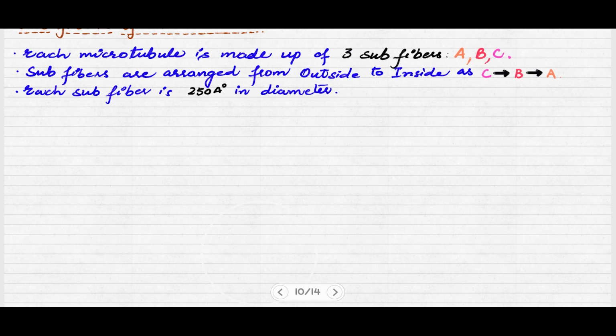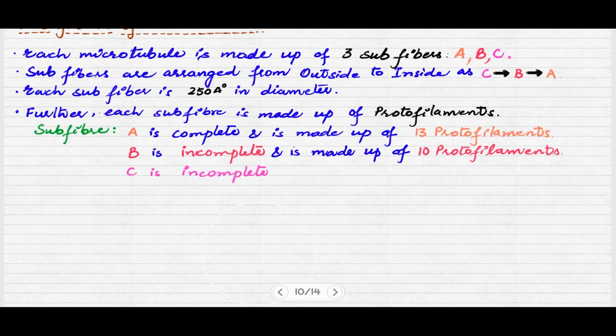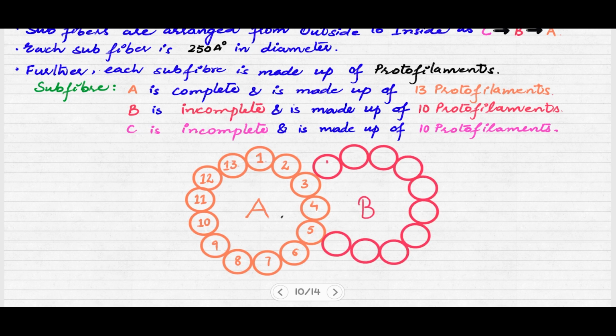Furthermore, each subfiber is made up of protofilaments. Subfiber A is complete and it is made up of 13 protofilaments. B is incomplete and it is made up of 10 protofilaments. C is also incomplete and it is made up of 10 protofilaments. All the details of the above are shown in the following diagrammatic animation.